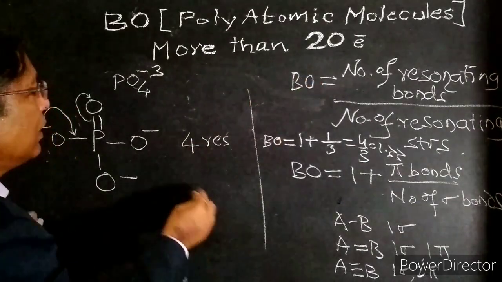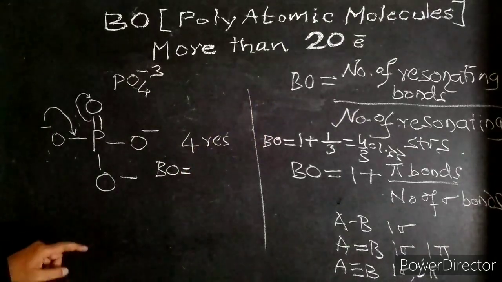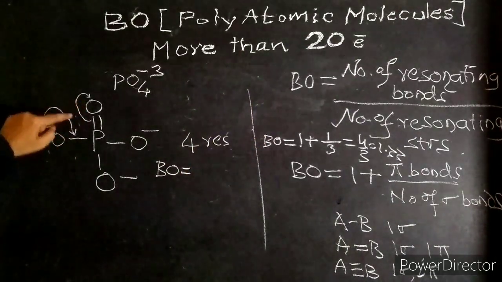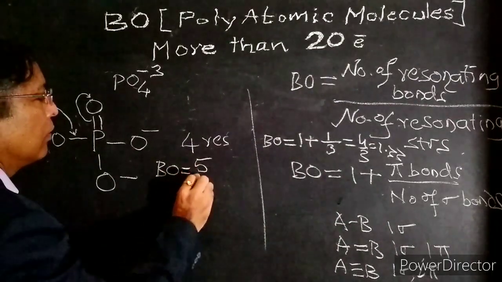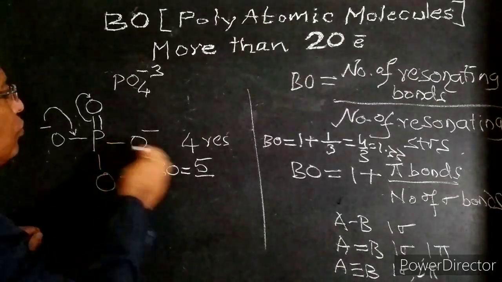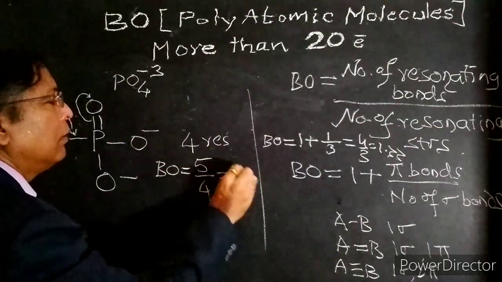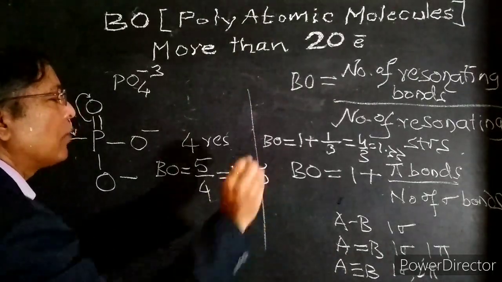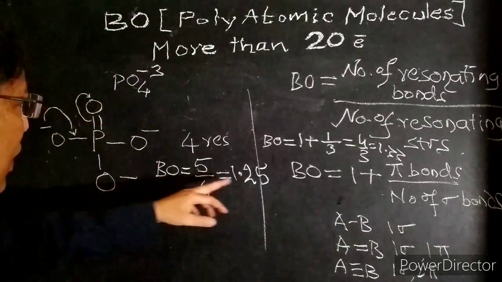So let us apply the formula. Bond order equal to number of resonating bonds. How many bonds are involved in resonance? 1, 2, 3, 4, 5. 5 divided by total number of resonating structures. 4 resonating structures. Therefore, divided by 4. The answer will be 1.25. Therefore, bond order in case of PO4 minus 3 is 1.25.